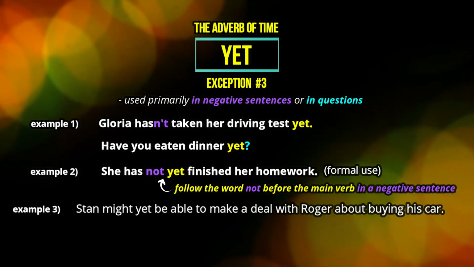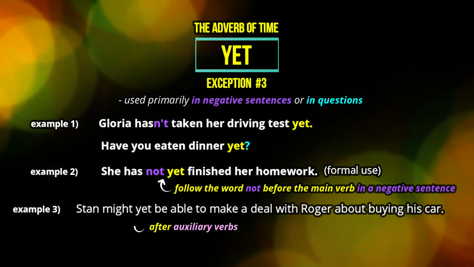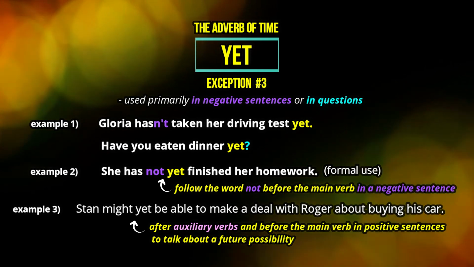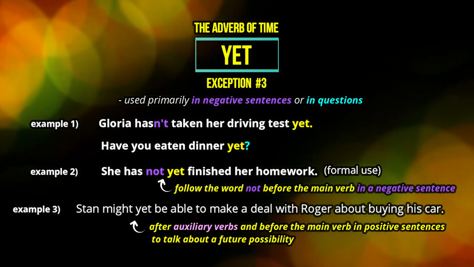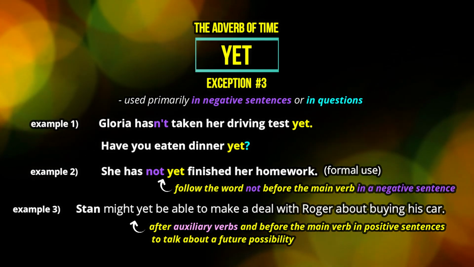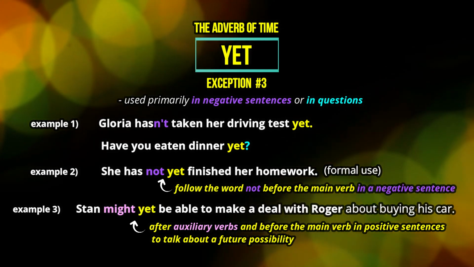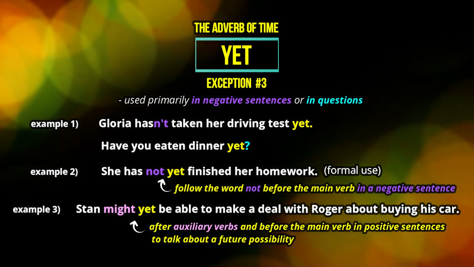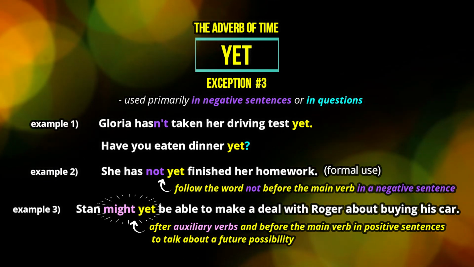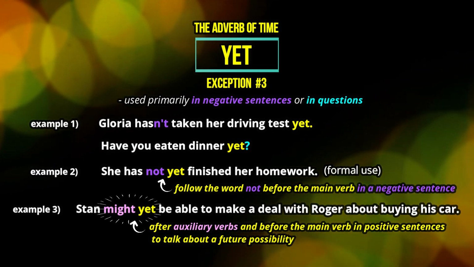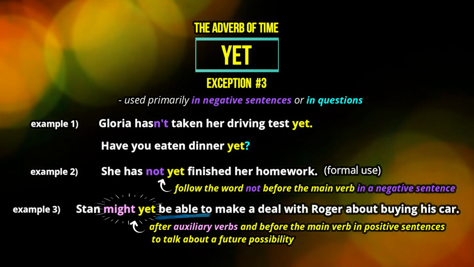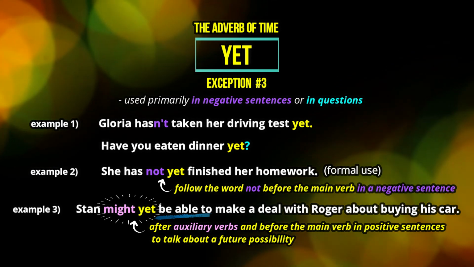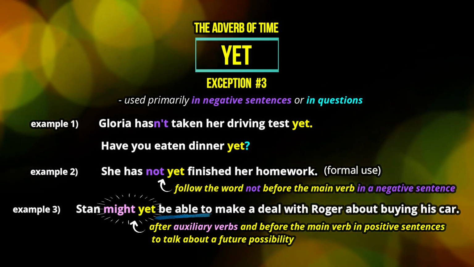And finally, yet can also be used after auxiliary verbs and before the main verb in positive sentences to talk about a future possibility. For example, Stan might yet be able to make a deal with Roger about buying his car. All right, you see where it is? It's right after the auxiliary verb might, and it's before the main verb be able to. All right, it's saying that there's a good chance about a future thing happening, like making a deal here in this sentence.